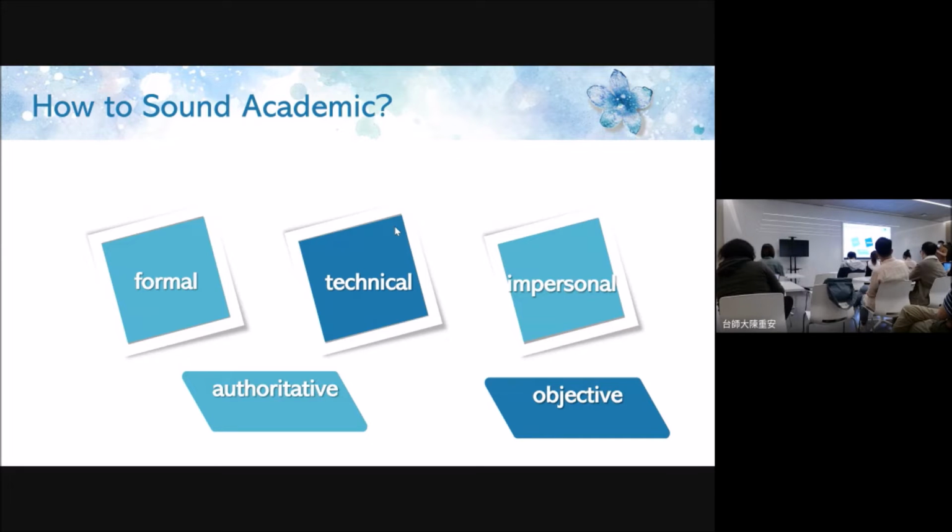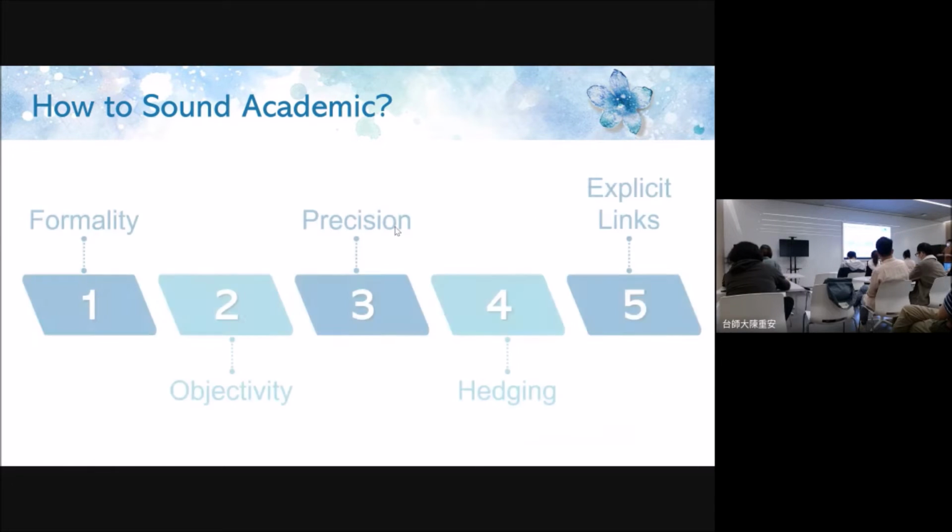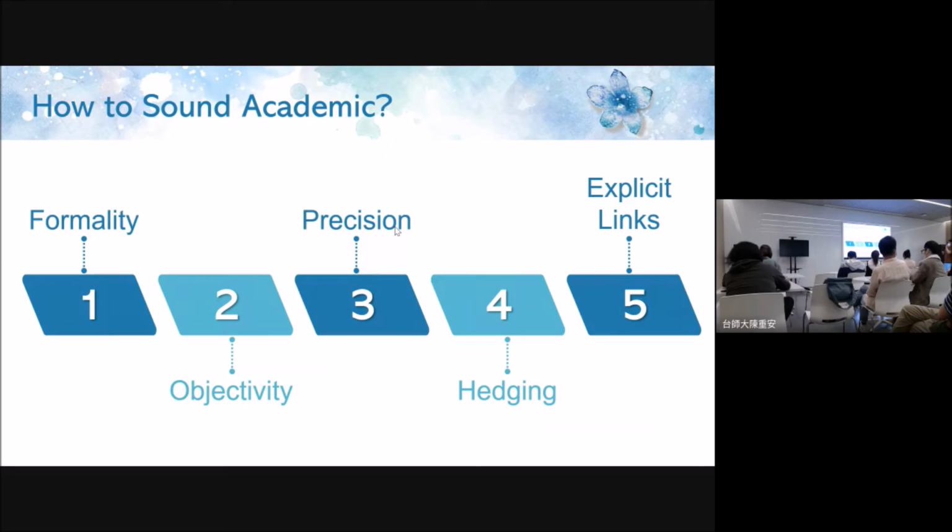And if you are impersonal, then you sound more objective. Because we want to show that my findings are true in some circumstances. It's not just my personal views, not my personal perspective. It's more objective. Okay, and there are 5 things that you can follow: formality, objectivity, precision, hedging, and explicit links. I will talk about them one by one.